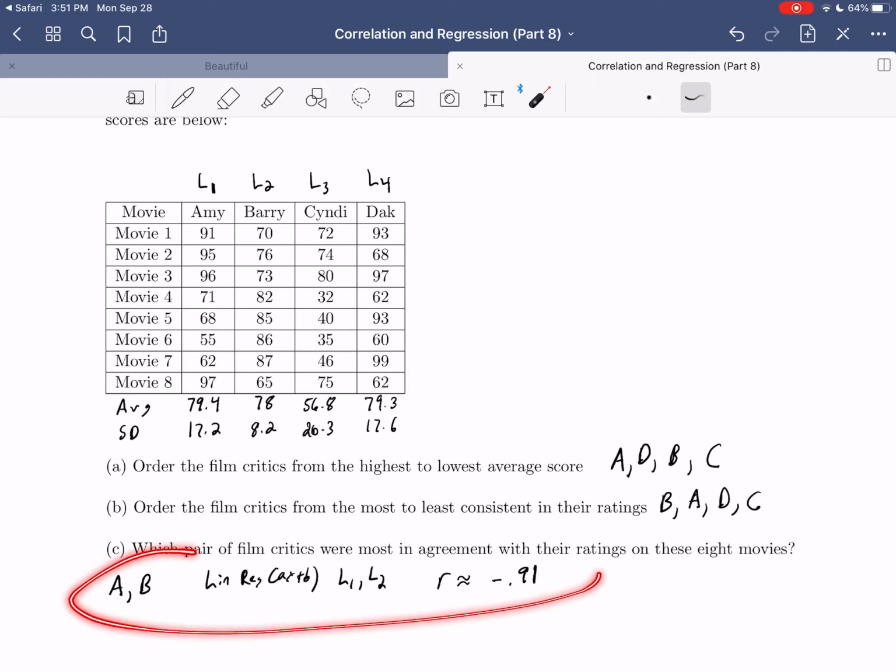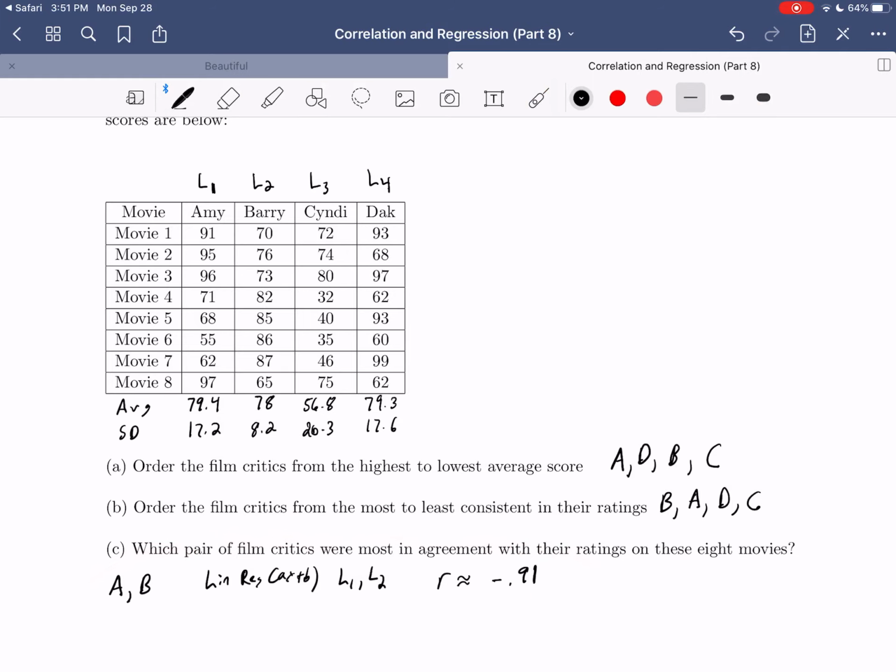So what we can see here is that Amy and Barry actually show strong disagreement. In other words, for whatever reason, based on their tastes or whatever they look for in films, what Amy is going to say is a good film, Barry is not going to like as much, and whatever Barry says is going to be a good film, Amy's not going to like as much. In other words, they disagree about how to analyze these things.